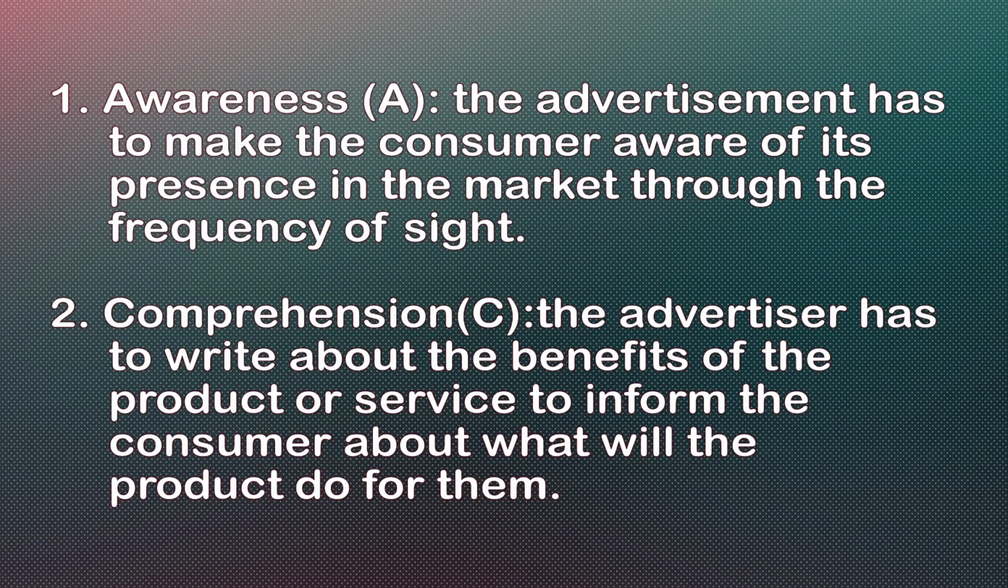The second very essential model in advertising is DAGMAR model, introduced in 1961. The stages of DAGMAR are as below. First, awareness. The advertisement has to make the consumer aware of its presence in the market through the frequency of sight. Second, comprehension. The advertiser has to write about the benefits of the product or service to inform the consumer about what will the product do for them.